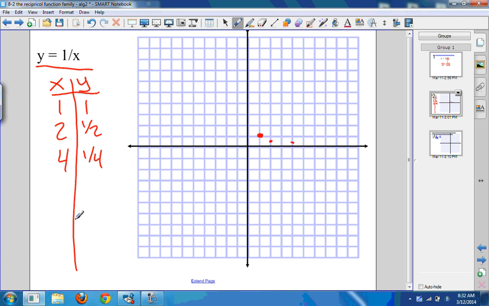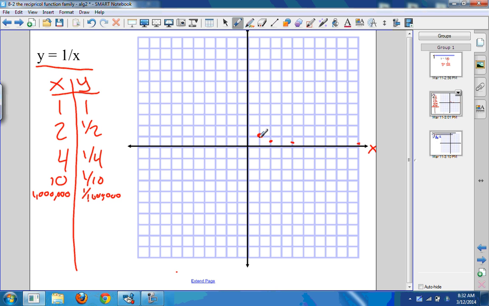Let's see what happens if I put in a 10. I get 1 over 10, right? So we're getting closer and closer and closer to 0. You see it's going down, down, down, but it's not touching 0. If I put in a million, we're going to get 1 over 1 million. I think that's enough zeros. So it's never quite going to touch this x-axis here. It's going to get really, really close, but it's never going to touch that.